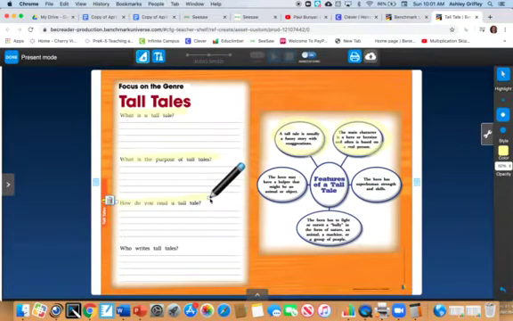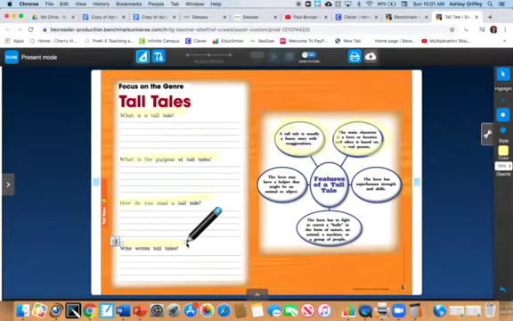Well, how do we read a tall tale? The title will usually name the hero or the heroine. So the title is very helpful in tall tales. And the beginning of the story will often tell about the hero's special abilities. Then normally the author will introduce the problem or the bully in the story. And we have to ask ourselves, how will the main character use his or her powers to defeat the bad guy? All right.